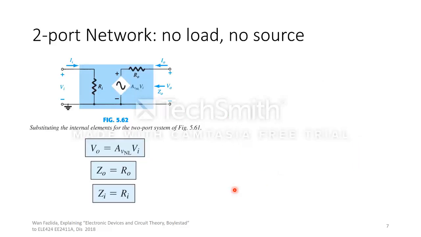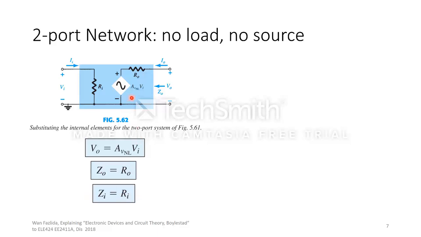Okay, two-port network. First, let's have a look at the case when there is no load and no source: no RL here and no source RS here. The circuit is described by these three equations, where the output voltage is related to the input voltage Vin by the voltage gain AVNL with no load. The output impedance is defined as Rout, and the input impedance is defined as Rin.